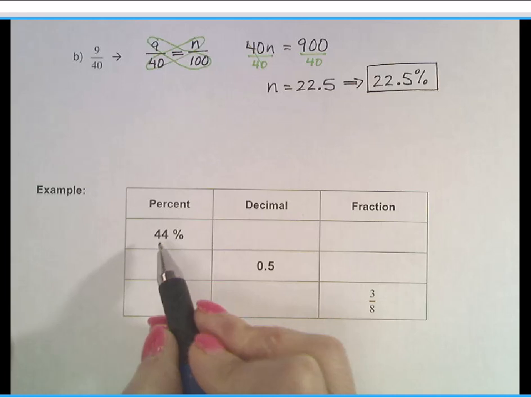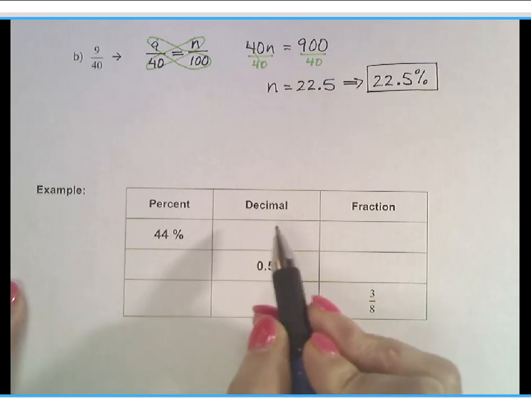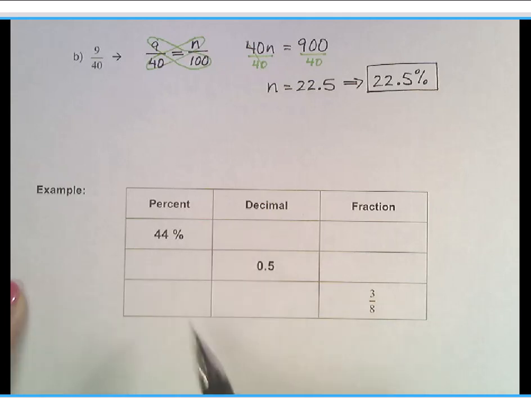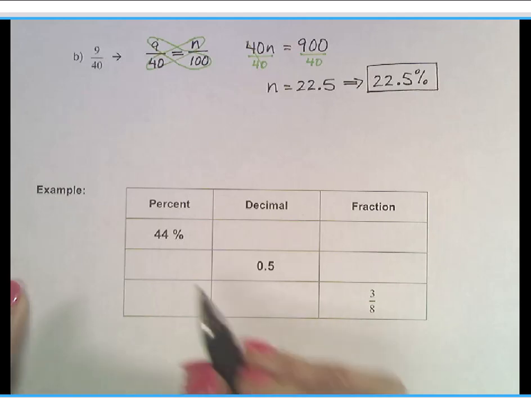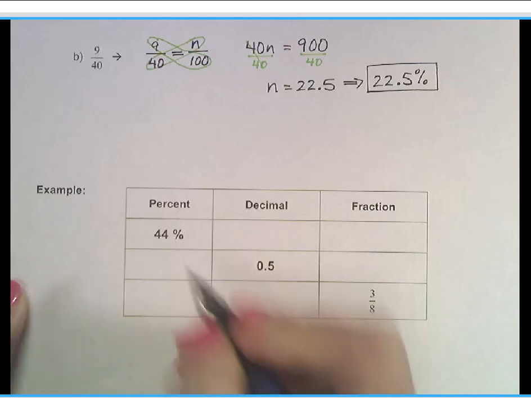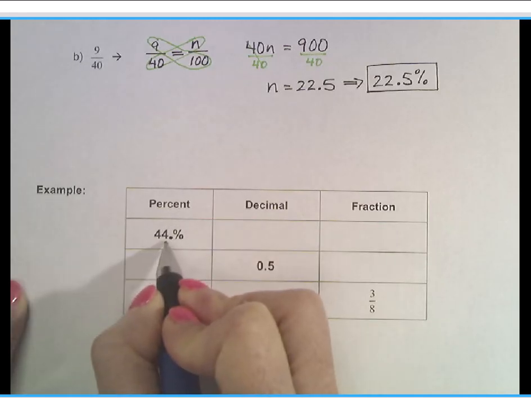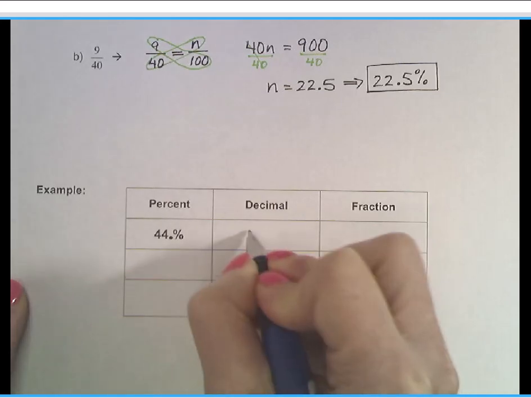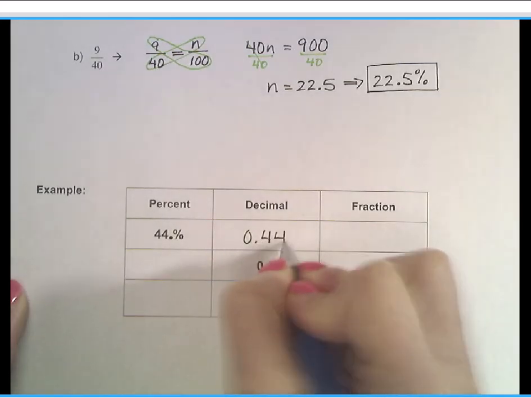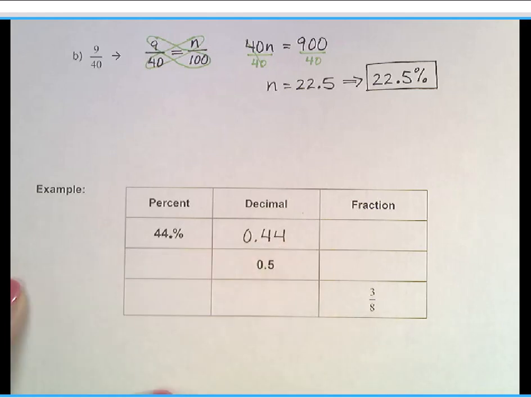If 44 is the percent, and I want to convert that percent into a decimal, I need to move my decimal either 2 places to the left or 2 places to the right. And if you want to convert a percent to a decimal, you move 2 places to the left. So my decimal is normally here. If I move it 2 places to the left, it makes the decimal 0.44. So 0.44 is equivalent to 44%.